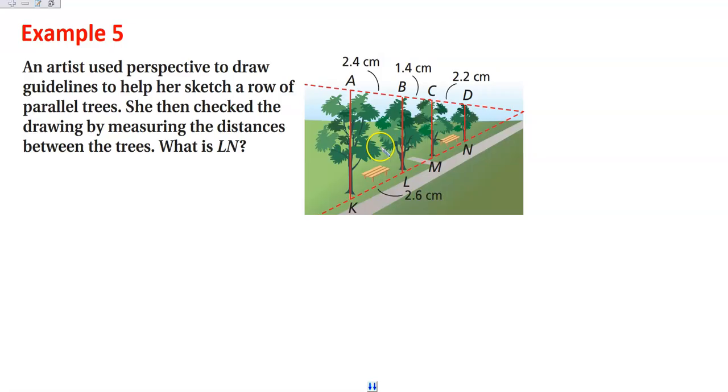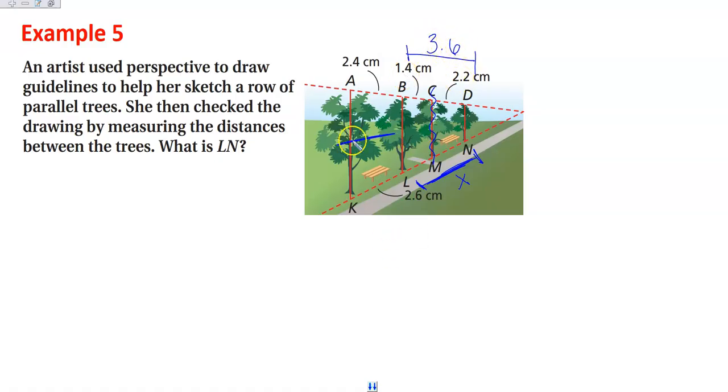So let's take a look. All right, I have an artist using her perspective to draw a sketch of a row of parallel trees. And then she checked her distances and measurements by measuring the distances between the trees. I want to know what LN is. So what I'm going to look at here is LN is this whole length. So I'm going to ignore the fact that there's a line here, and I'm going to look at the whole length of BD. Well, BD is 1.4 plus 2.2, so it's 3.6.